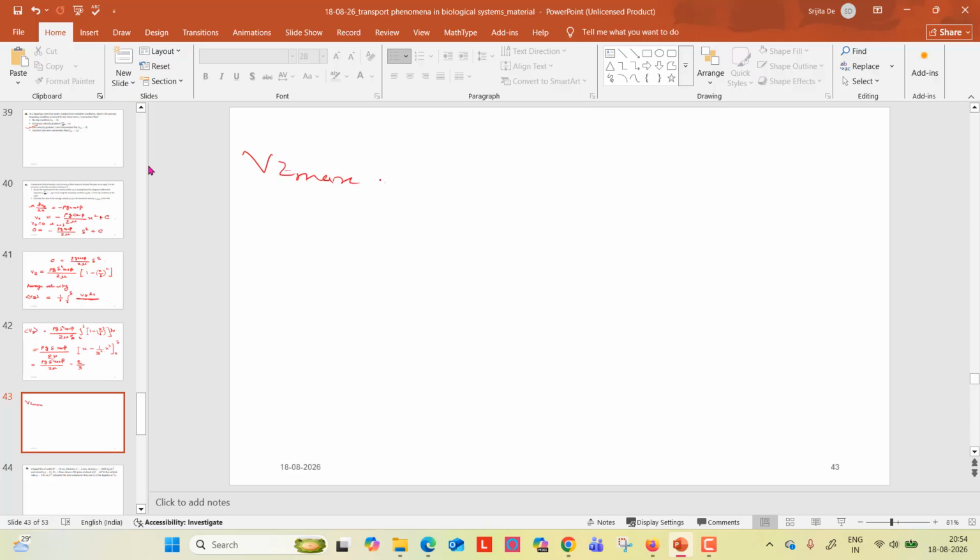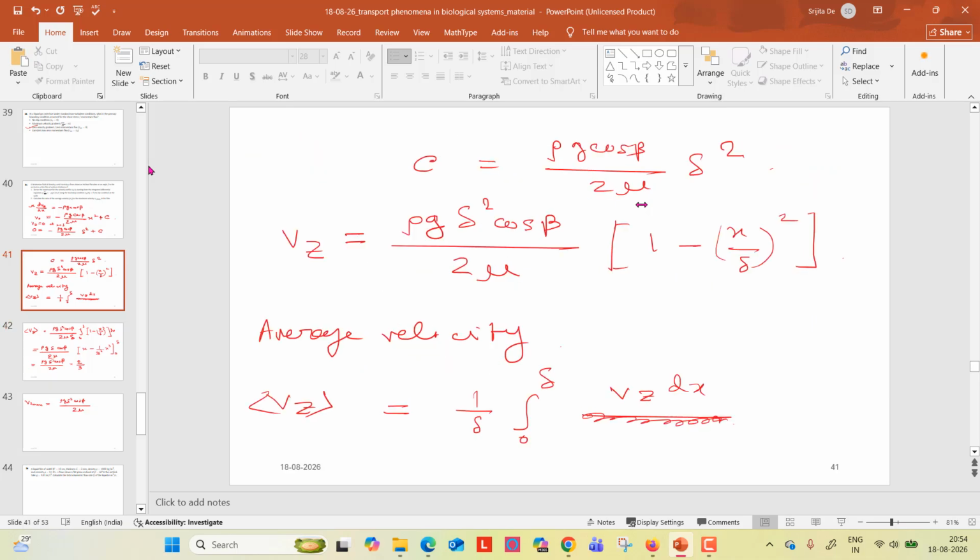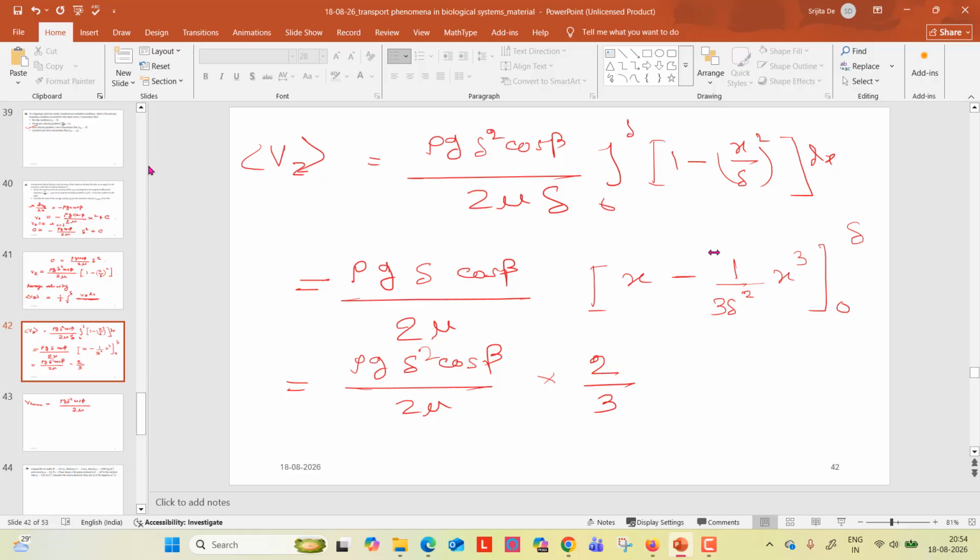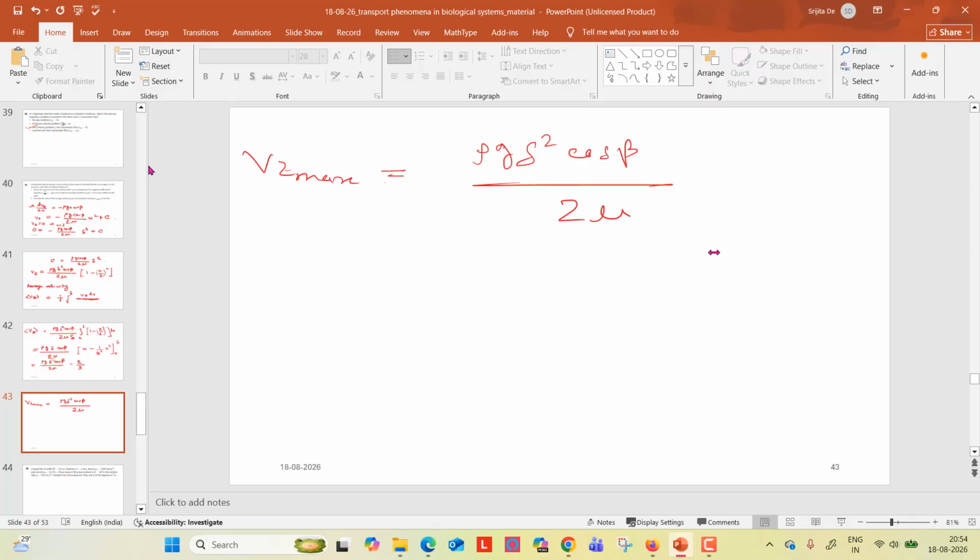So when will Vz be max? Vz will be max at x equals 0, right? From the inclined plane problem, you know. So it will be coming as rho g delta square cos beta by 2 mu. Because if you put x equals 0 here, for maximum velocity, this term will be gone. So only this term will be left. Now what is left? So it is your Vz max.